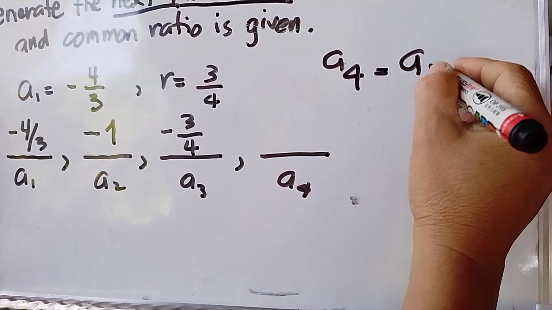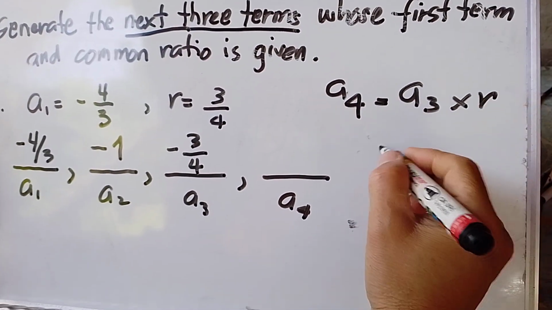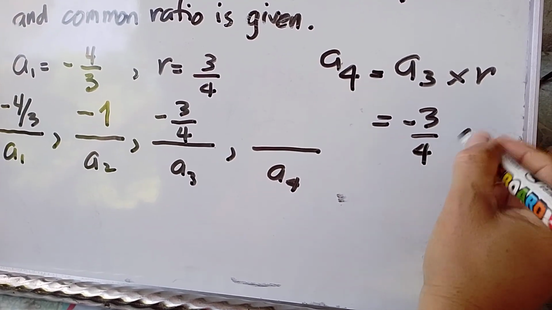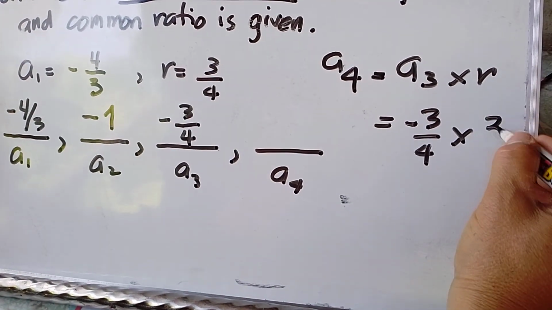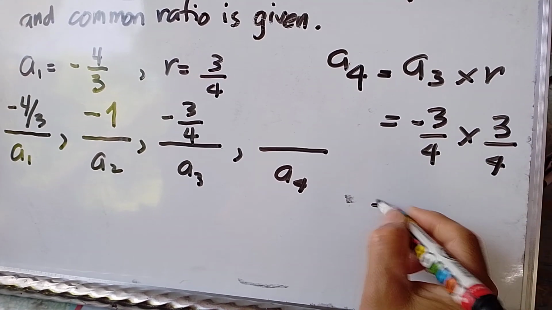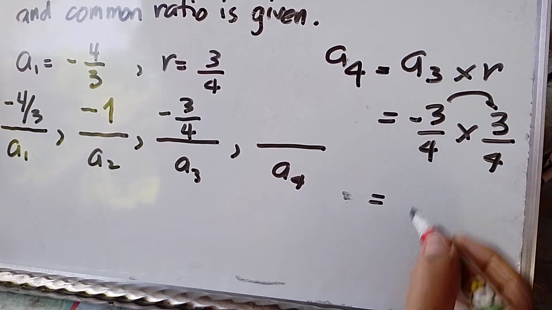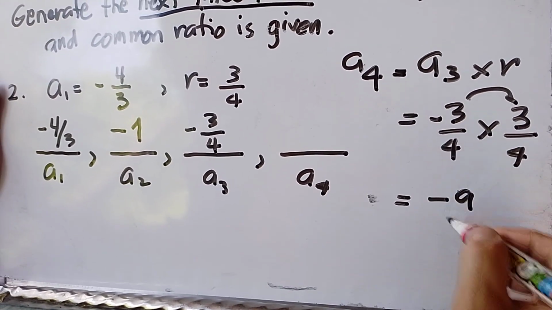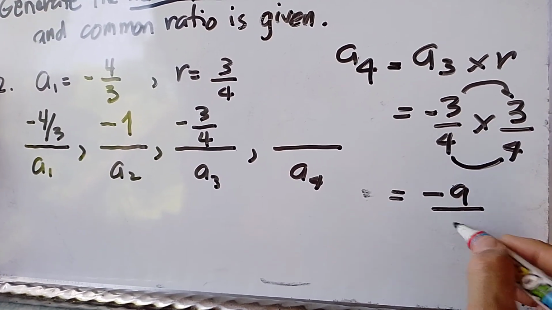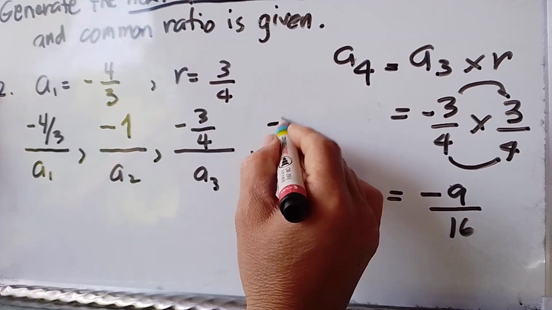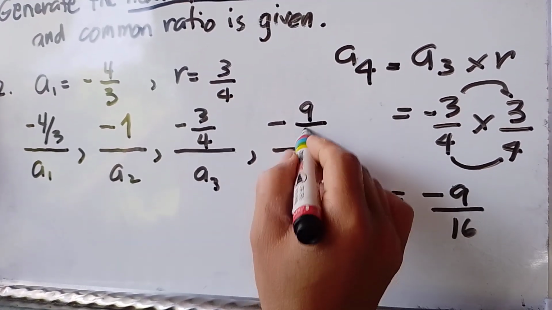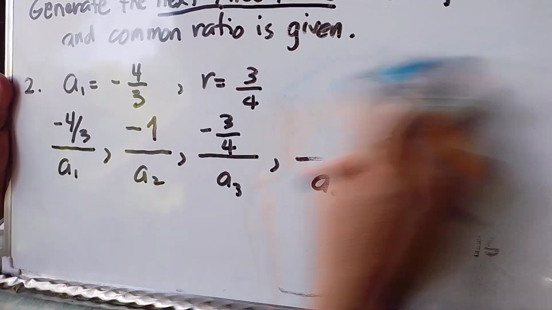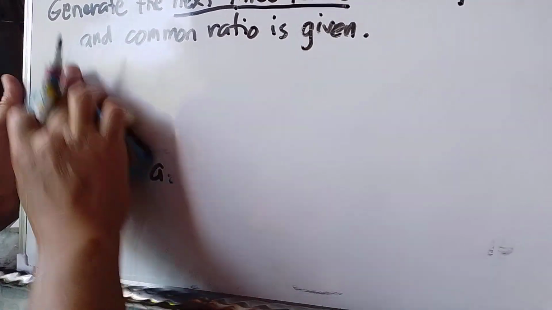A sub 4 is a sub 3 times r. So what is our a sub 3? Negative 3 over 4 times the ratio, which is 3 over 4. Then multiply the numerators. Negative 3 times 3 is 9, so we have negative 9. Then 4 times 4 is 16. So this is negative 9 over 16. Now let's go to the last number, or number 3.